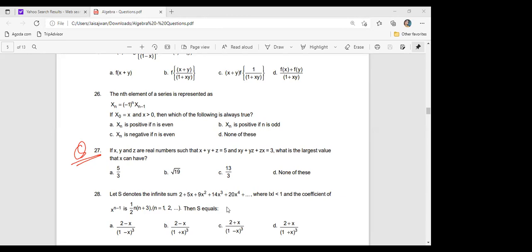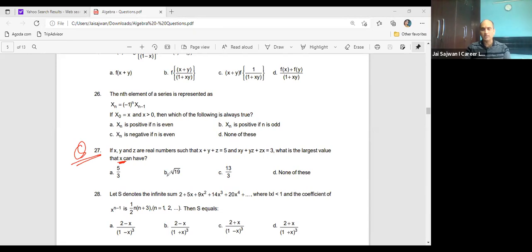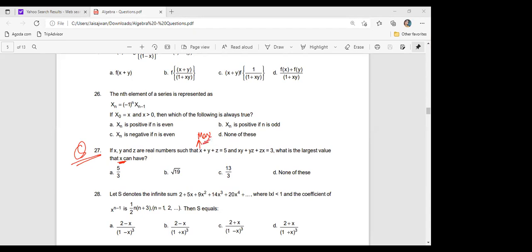The question number 27, I'm sure all of you can do it easily. Look at the question. Just want to tell you what is the largest value that x can have. It is not asking an expression to be a largest value. It is asking what is the maximum value of x that we can have. Fine. Come on, get the answer.